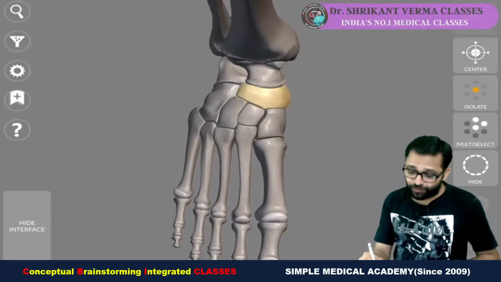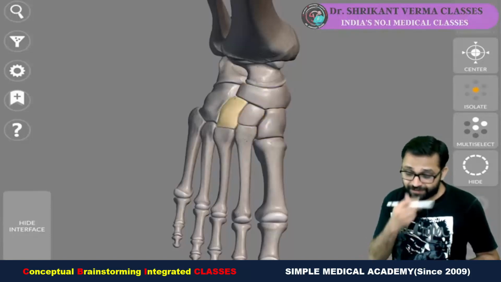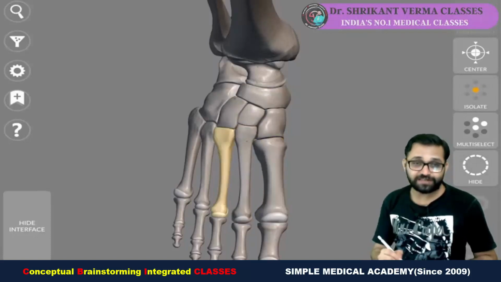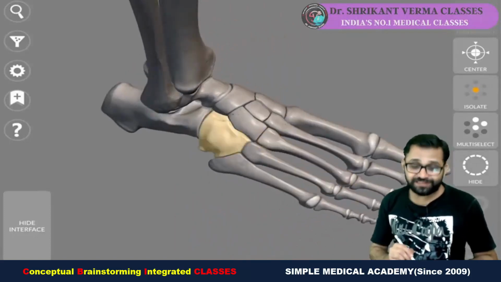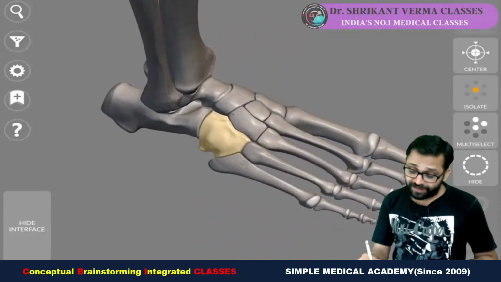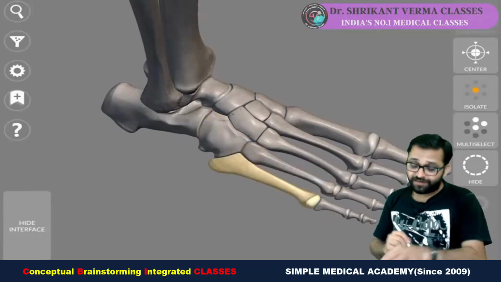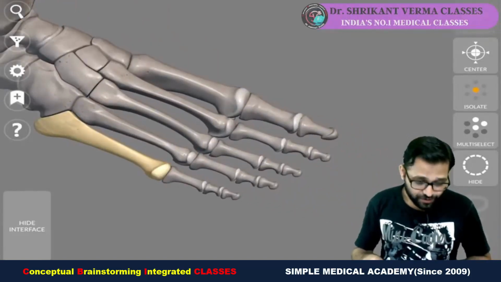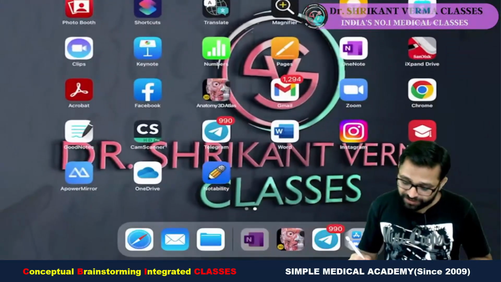In front of the navicular bone there are the medial, intermediate and lateral cuneiforms, three cuneiforms. Then the first, second and third metatarsals. Just lateral to it there is our cuboid bone, and there are the fourth and fifth metatarsals, and the remaining are our phalanges. Okay, getting the point? So we had seen all these things.